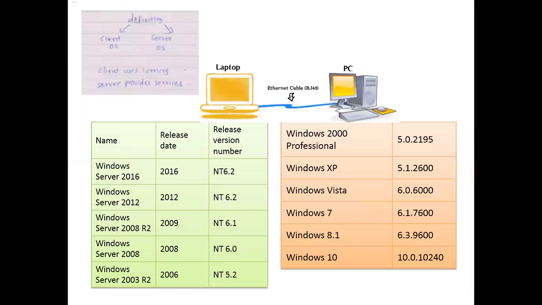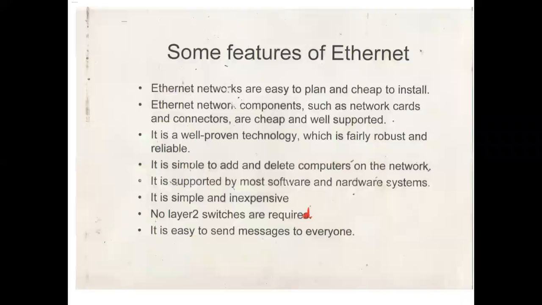So now, after seeing the difference between a client and server, and client OS and server OS, we will see some features of Ethernet, and why we have selected Ethernet as a LAN technology in our campus. Some features of Ethernet are given. Ethernet networks are easy to explain and cheap to install. Ethernet network components such as network cards and connectors are cheap and well supported. It is a well proven technology which is fairly robust and reliable.